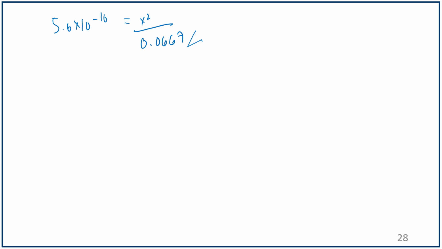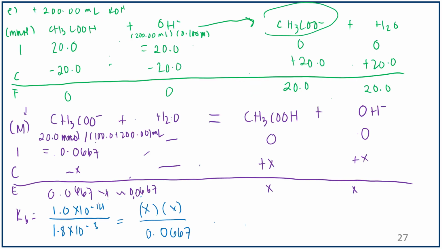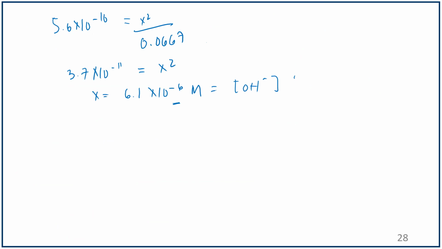Further simplifying this equation, we have 3.7 times 10 to the negative 11 is equal to X squared. And then X is equal to 6.1 times 10 to the negative 6 molar. Remember that this is the concentration of hydroxide ions. See how small this number is compared to 0.0667. That means that our assumptions are good. You can do the 5% rule as well.